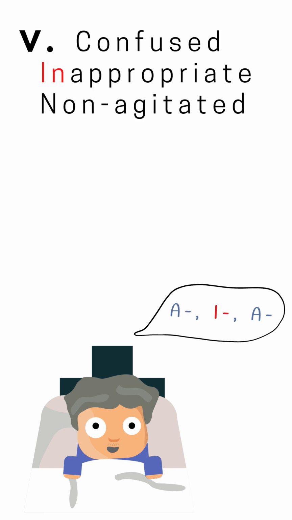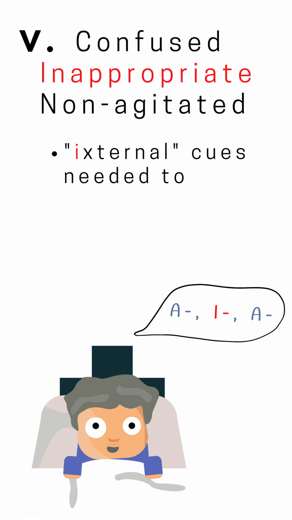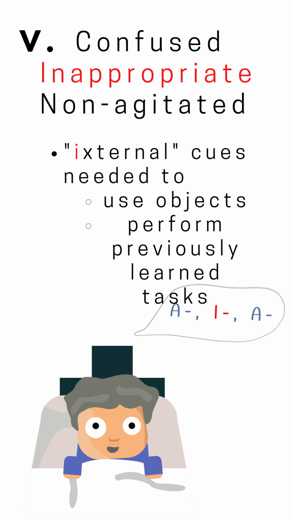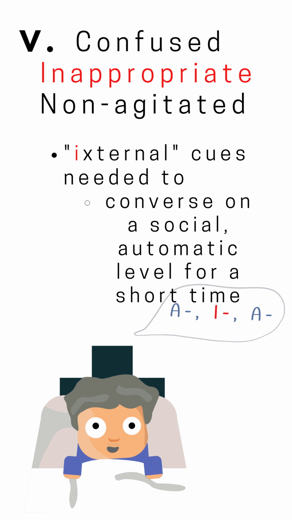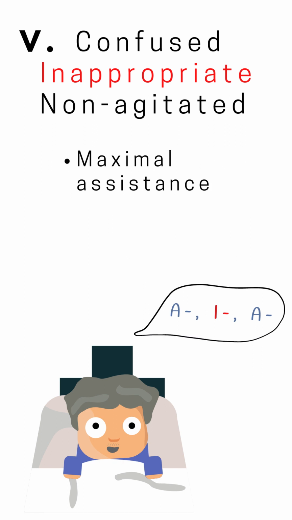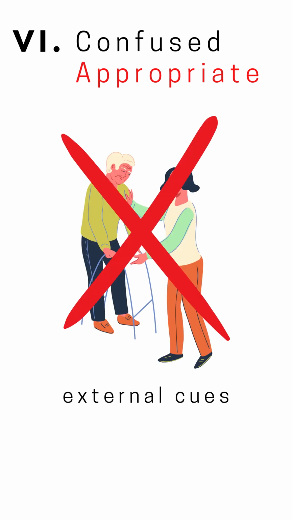Level 5 is confused and appropriate, non-agitated. A keyword for this level is external cues. They need external cues to use objects for their ADLs, to perform previously learned tasks, and to converse on a social, automatic level for a short time. Because these patients always need cueing, there should always be someone by their side to help them, hence, they need maximal assistance. Level 6 is an improvement from Level 5.